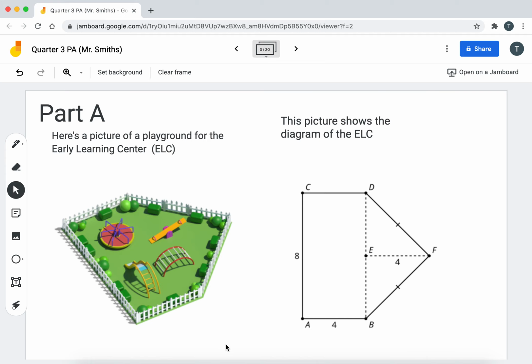Part A. Here's a picture of the playground for the Early Learning Center. So the playground is shaped like this. The picture shows the diagram of the ELC. At the elementary complex, they are building a larger playground because the children are bigger and they need more room to play.